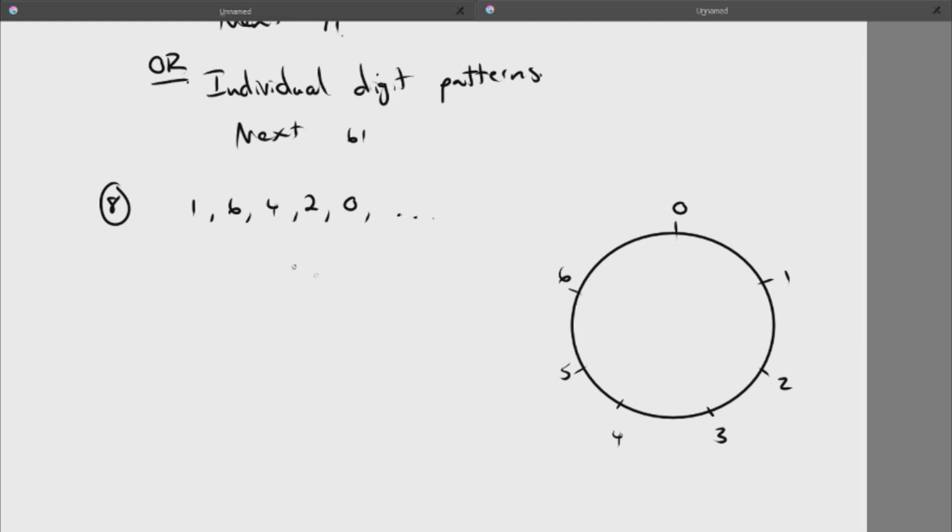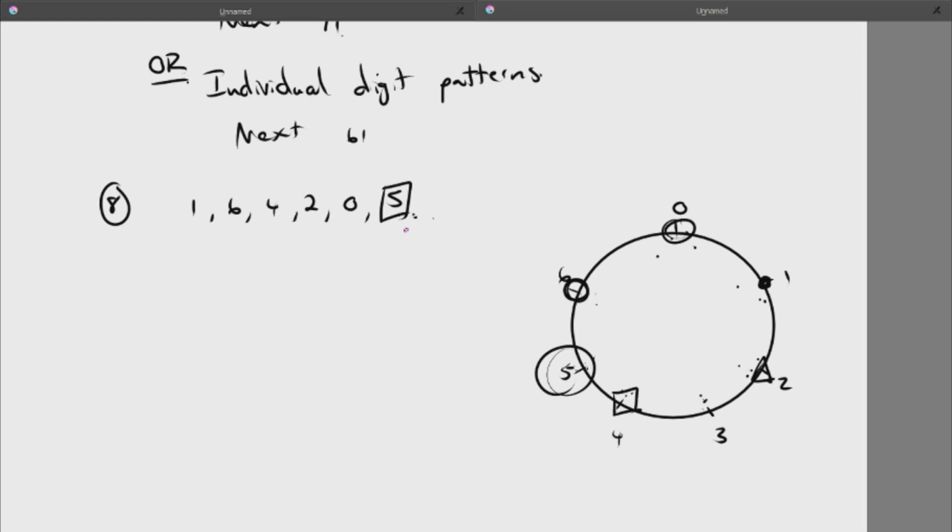Add 5 every time, but count on a circle. So if I start at 1, 1, 2, 3, 4, 5 puts me at 6. 1, 2, 3, 4, 5 puts me at 4. 1, 2, 3, 4, 5 puts me at 2. 1, 2, 3, 4, 5 puts me at 0. 1, 2, 3, 4, 5 puts me at 5.